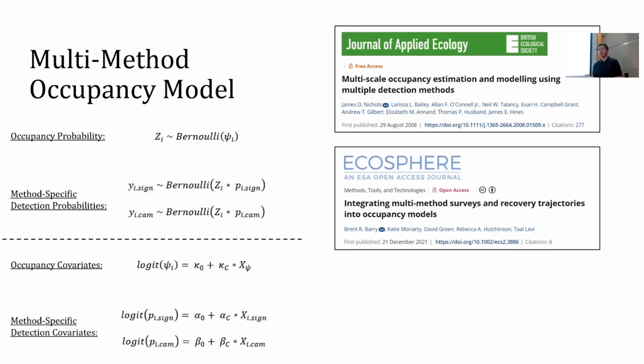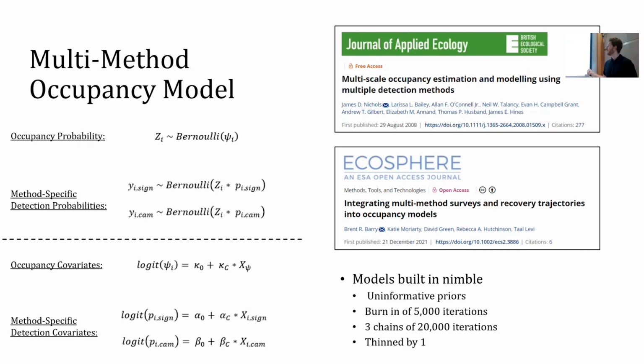To actually look at any habitat influences on occupancy, I use the standard logit link function to attach my covariates. And then I built these models in Nimble. And then there's some of the model specifications. I started with uninformative priors, used a burn-in of 5,000 iterations, 3 chains of 20,000 iterations, and thinned by 1.